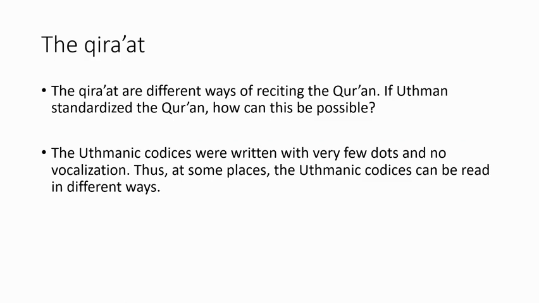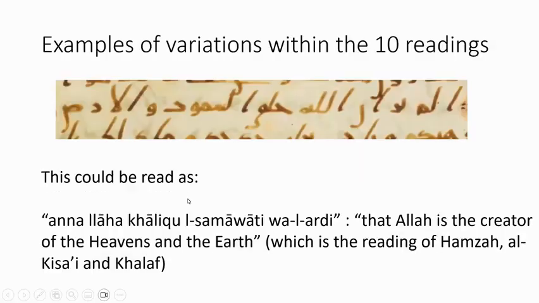So the qira'at are basically different ways of reciting the Quran, and this raises a question: if Uthman standardized the text, why is this possible? The reason is that the Uthmanic text itself can be read in different ways. An example is here, a sample manuscript: "Alam tara anna Allah khalaqa as-samawati wal ard." This phrase, khalaqa as-samawati, actually accommodates two different readings.